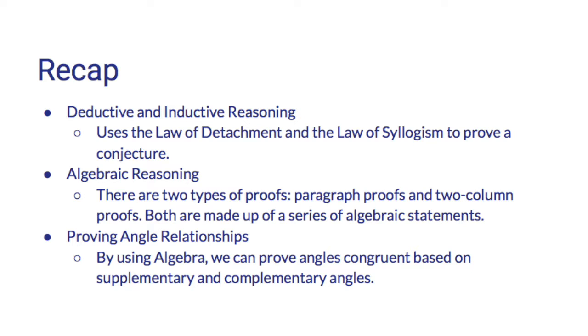The second thing we went over was algebraic reasoning. There are two types of proofs, paragraph proofs and two-column proofs. Both are made up of a series of algebraic statements. The last thing we went over was proving angle relationships. By using algebra, we can prove angles congruent based on supplementary and complementary angles.